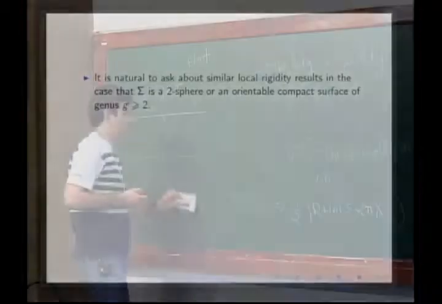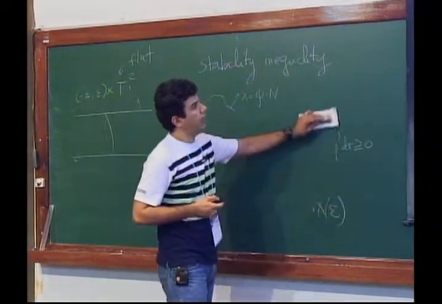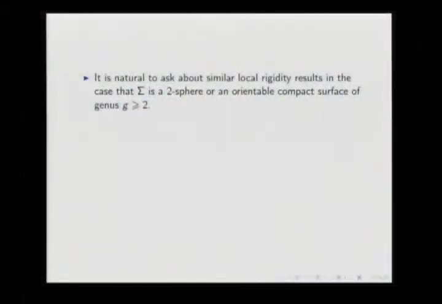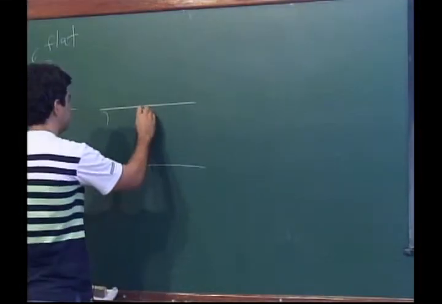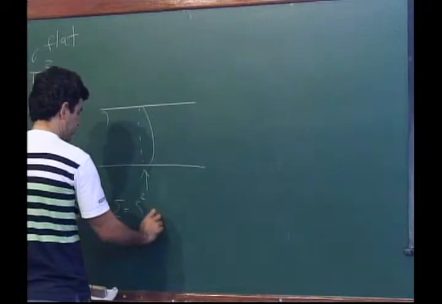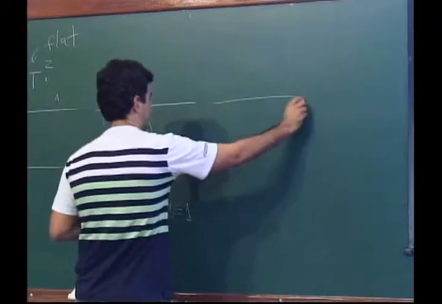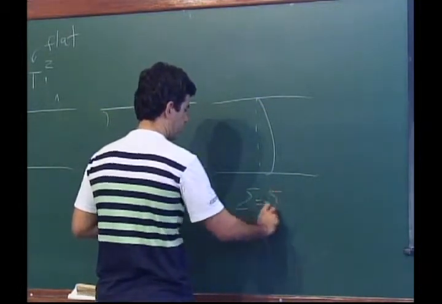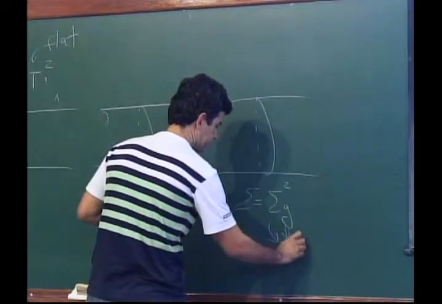Okay, so motivated by this result, it's natural to ask about similar local rigidity results for the case where the surface is a two-sphere, or an oriented compact surface of genus greater than one. So we look for splitting results for these two cases. In this case, the section is a sphere with curvature one, and in the other case it is a cylinder over a hyperbolic surface.